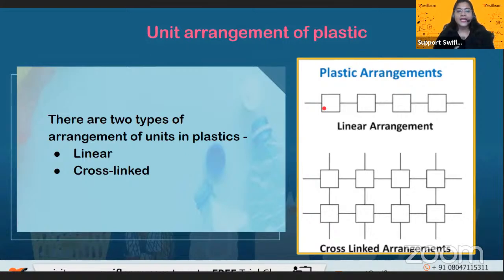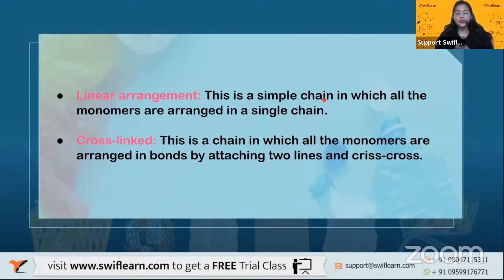So let's study their definition. If you are asked what are the two different arrangements present in plastic, just define. तो डिफाइन करने में सिर्फ डायग्राम देने में तो नहीं होगा ना, you will not get marks, so you have to define it properly. So how to define?